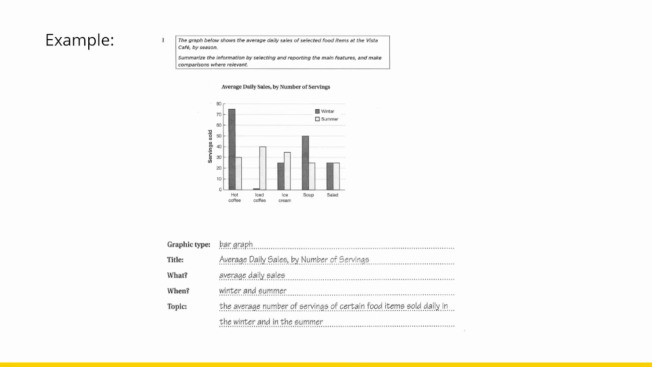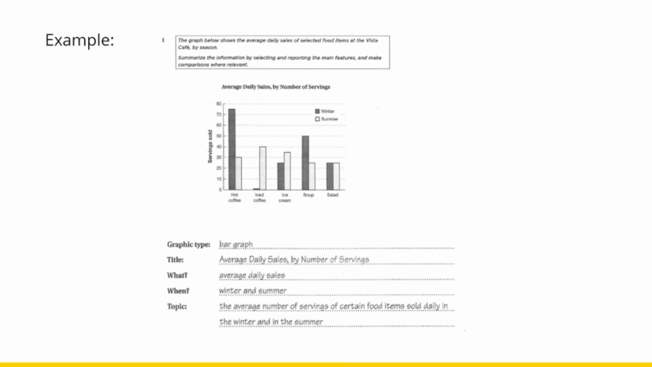And here we have our example about the previous slide for determining the topic. As you see, we have a prompt that states the following. The graph below shows the average daily sales of selected food items at the Vista Cafe by season, and we have the same requirement that we discussed earlier. So as you see, you have a bar chart and you have a lot of details such as numbers and different food items. So when you're determining the topic, you have to keep in mind a couple of questions: what happened, when it happened, and the title and type of graph.